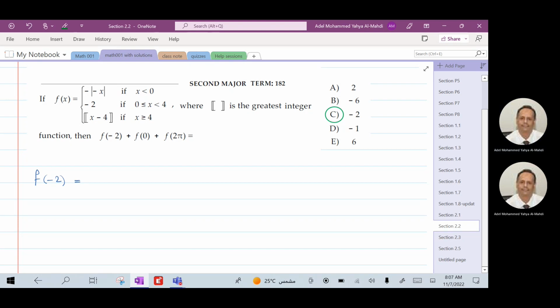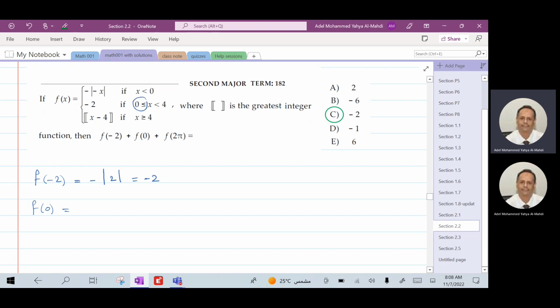So where is -2? It is in the first part because -2 is less than 0. Now when you substitute every x by -2, then this will be minus 2, and absolute value of 2 is 2. So the answer here is -2. F at 0. Where is 0? So 0 is here. Look at this equality here. Then f at 0 is -2.